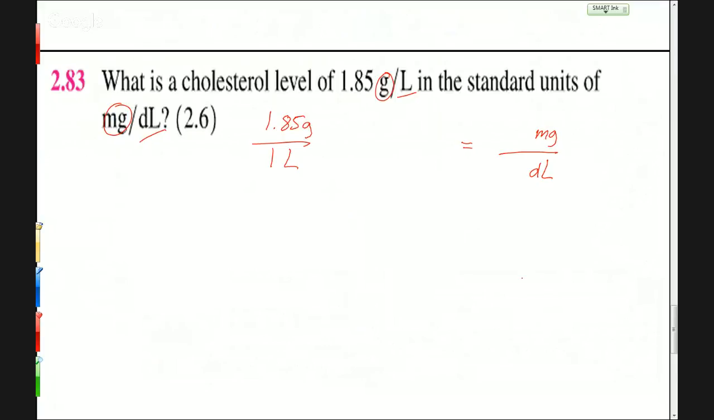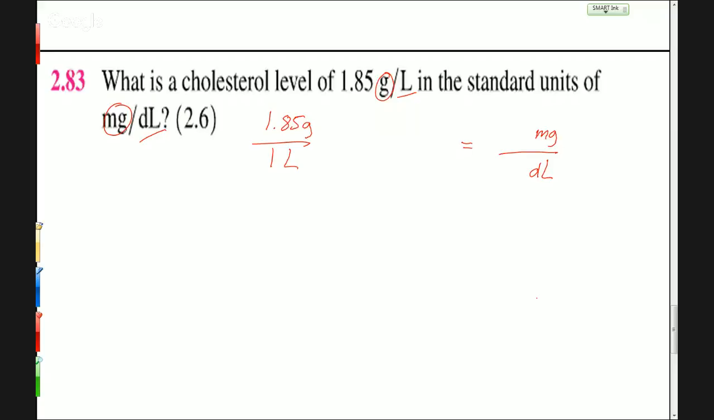So this is a little bit different because now we're converting units on the top and units on the bottom. Let's first look at just the top because that's what we've been doing so far. If it starts with grams and we want to end up with milligrams, what do we do? You multiply by 1,000 milligrams over 1 gram.